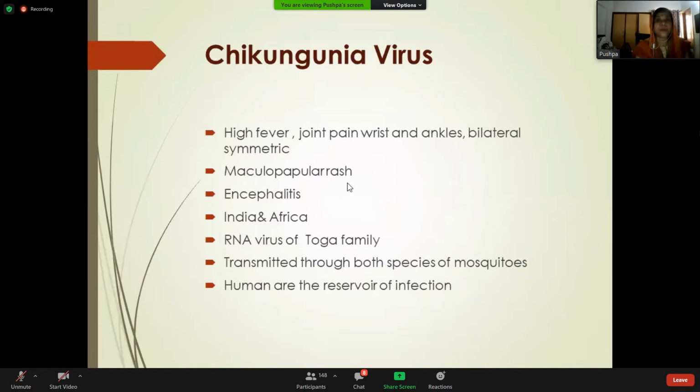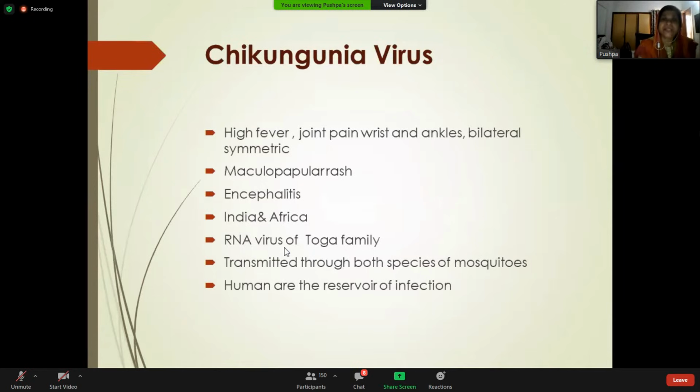There is a maculopapular rash, encephalitis can occur, and the regions that are involved in chikungunya, you have heard of this disease. It happened in Pakistan 2 years back. There was an outbreak, and India and Africa are other countries that can be involved.